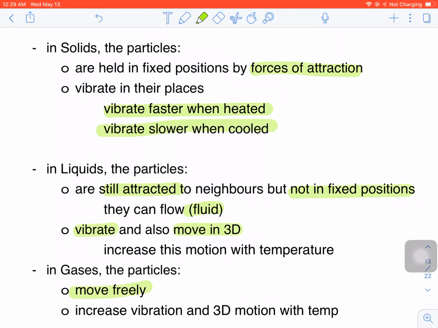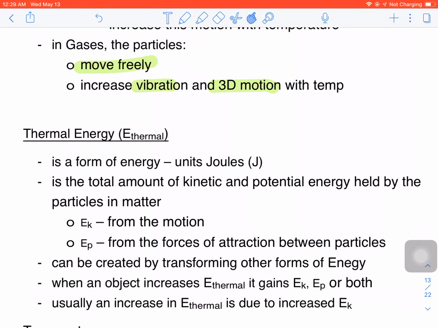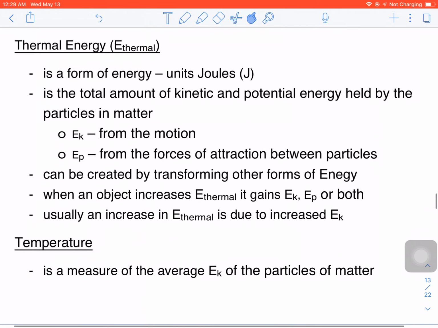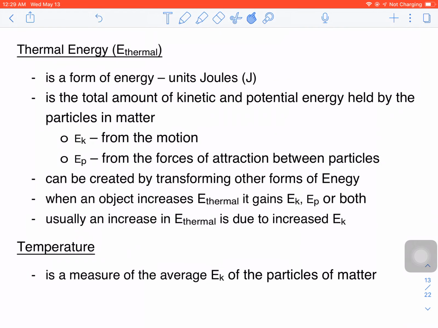All I'm doing now is making those particles move faster in terms of their vibration and in terms of their 3-dimensional translational motion, where they can fly around in the space at a faster rate, which again is an indication of how much energy they have, and ultimately that's going to bring us to the notion of temperature in a minute. So when we talk about thermal energy, which is what I'm transferring to this object, it is energy, right? So it's measured in joules.